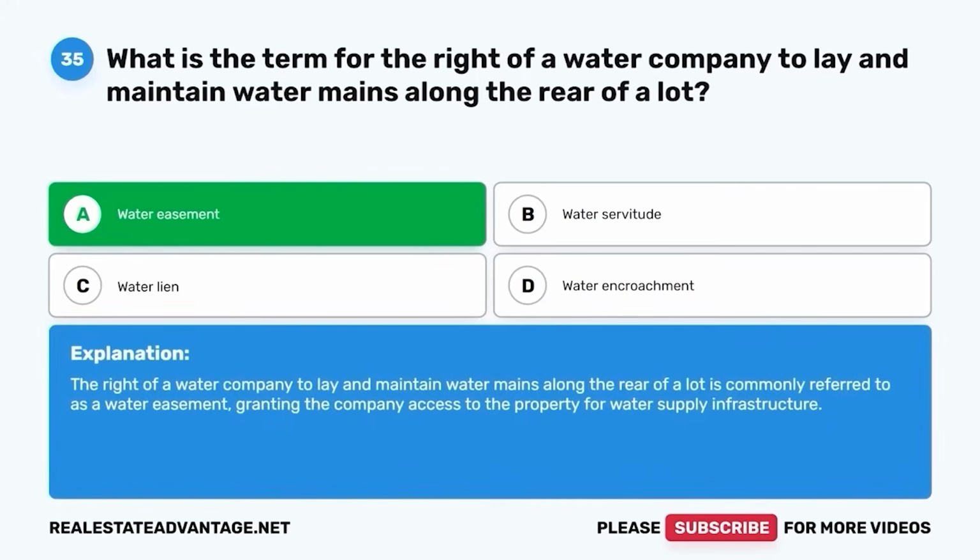The right of a water company to lay and maintain water mains along the rear of a lot is commonly referred to as a water easement, granting the company access to the property for water supply infrastructure.